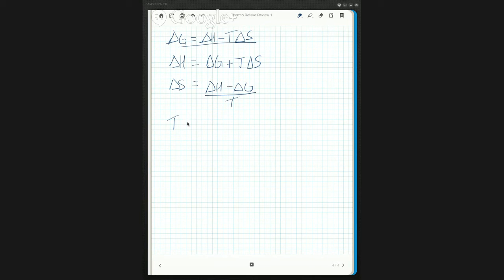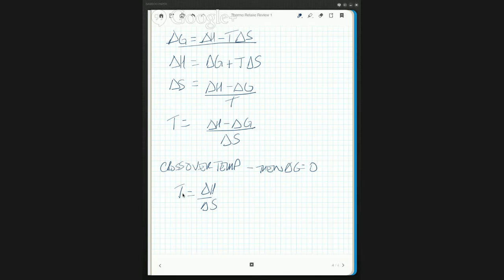And sometimes you're solving for temperature. So in this case, we have delta H minus delta G over delta S. In this situation, most often what happens is they're looking for that crossover temperature. So where does it go from being spontaneous to not spontaneous? So when you're dealing with a crossover temperature, then delta G is equal to 0. So then temperature is equal to delta H over delta S.